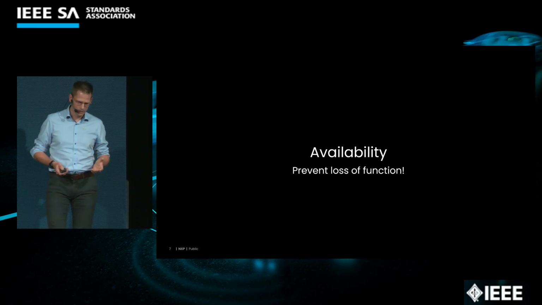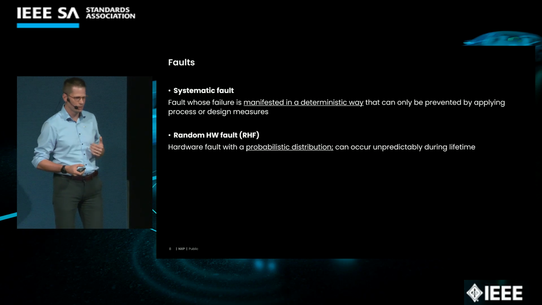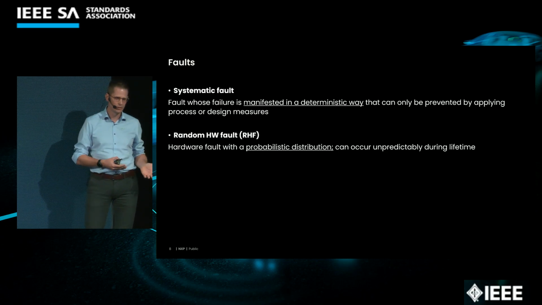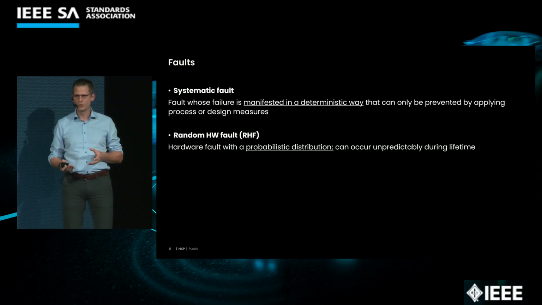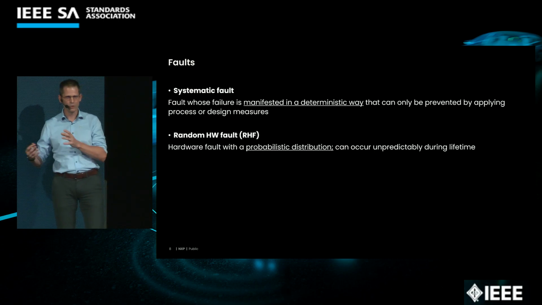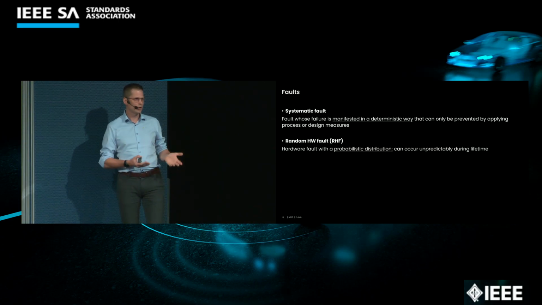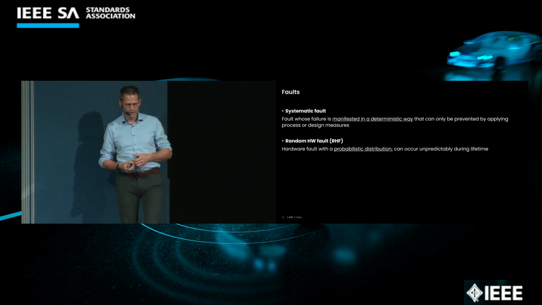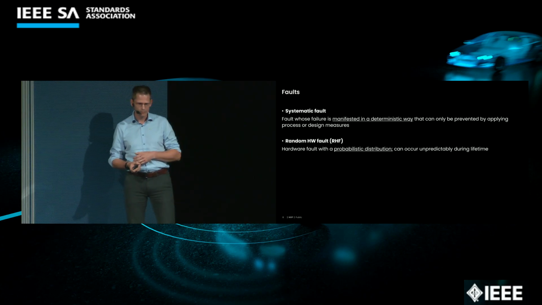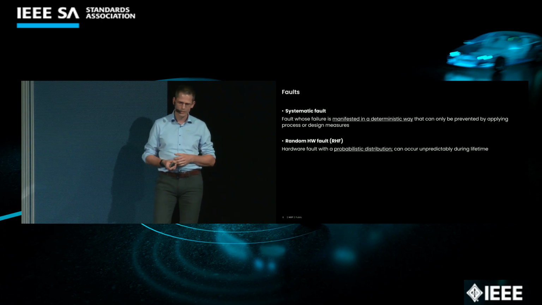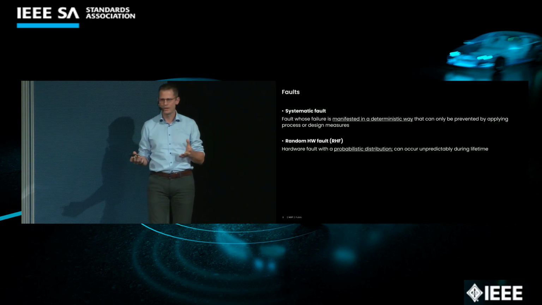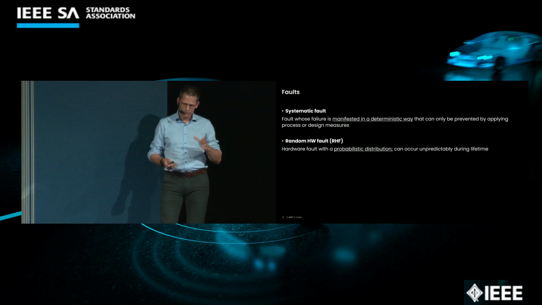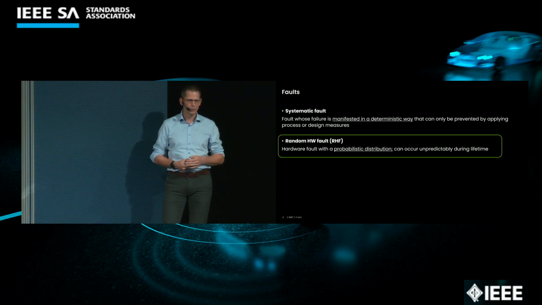So how to do this? To make this, I need to take a step back and see what faults we have. We have systematic faults, which manifest in a certain way, so whenever you are in a certain situation, you always get this fault. And we have random hardware faults. You don't know where it happens, but it might happen somewhere. They are probabilistically distributed, but they are unpredictable. You don't know when they will happen, and you also cannot say it will happen in the same situation again. Today, this part will be more about random hardware faults.